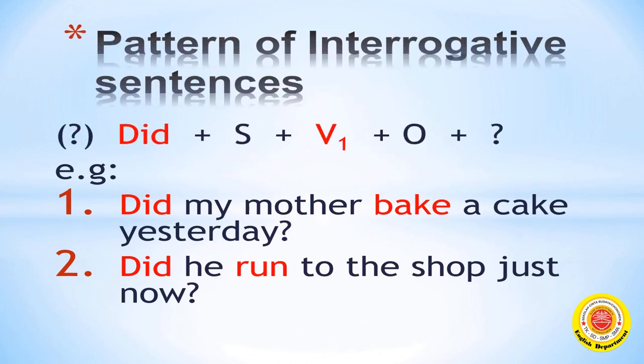Pattern of interrogative sentences. In interrogative sentences, we also add did and place did before the subject. Then, we change the verb 2 into verb 1. For example, number 1, did my mother bake a cake yesterday? Question mark. Number 2, did he run to the shop just now? Question mark. Perhatikan di sini polanya. Did plus subject plus verb 1. Di sini juga did-nya harus dipindahkan ke depan, sebelum subjek, dan kembali ke verb 1. Jangan lagi verb 2, back to verb 1.